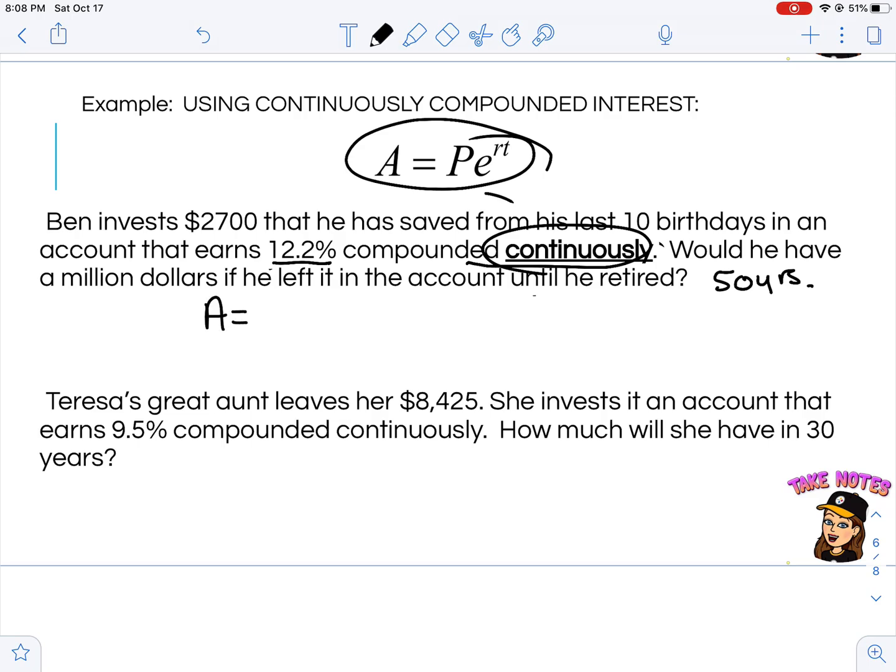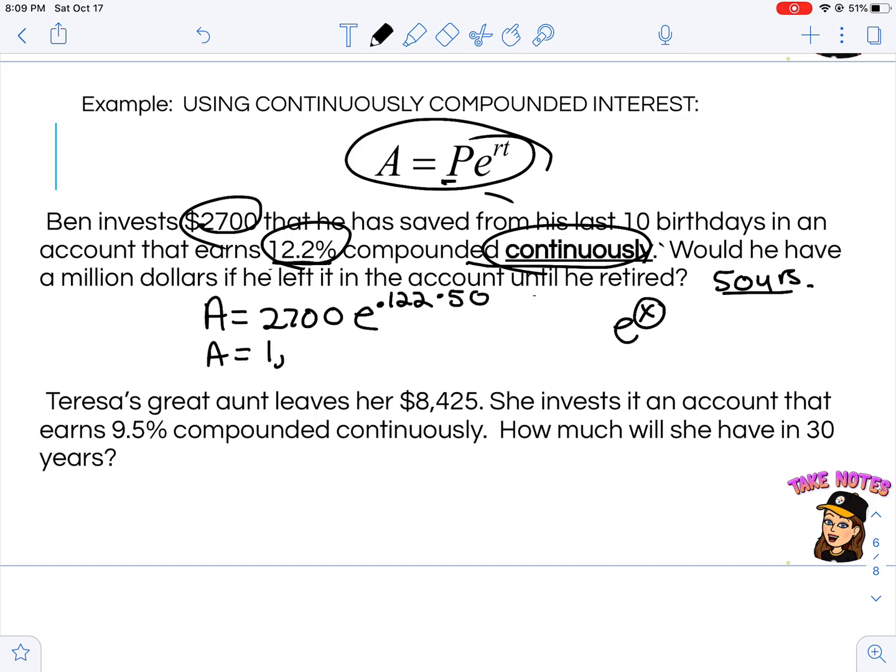Okay, so let's look at how we apply this. So P is our principal. So he had $2,700 to invest. e is our natural base, and it's just going to be a button on your calculator, and you're going to have to look for that. And then an account that earns 12.2%. And we're going to assume that he keeps it in there for 50 years. So you go ahead and type that in your calculator, and notice that the 0.122 times 50 is up in the exponent. A lot of you might have an e to the x button, and then it just pops that already up in the exponent.